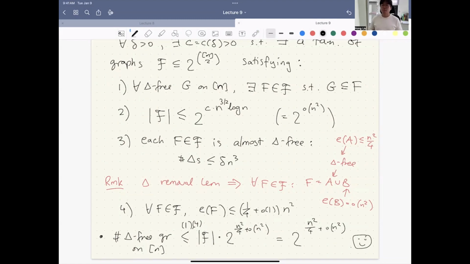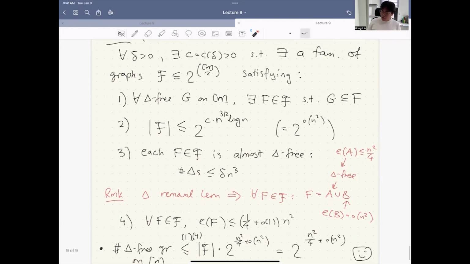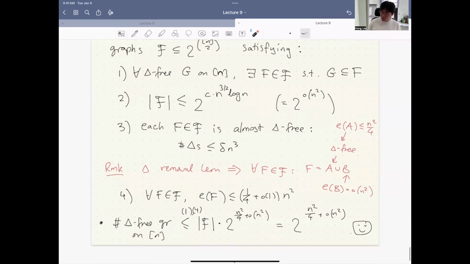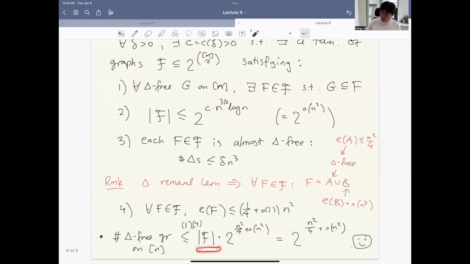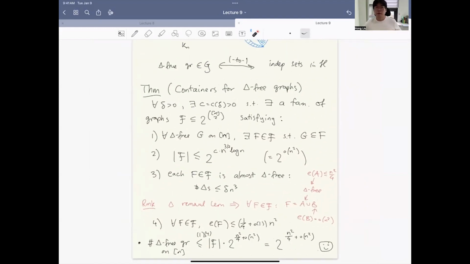Any question? Once again, every triangle-free graph is contained in one of these containers. So you sum over all containers, the number of containers. Each container contains at most 2 to the e of F subgraphs. So we know e of F is at most n squared over 4. Okay. Any question?